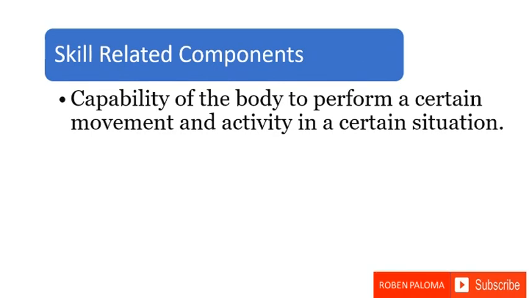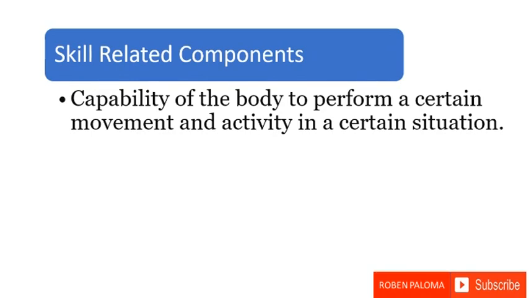Once we talk about skill-related components, it discusses the holistic ability of our body. Meanwhile, a health-related component discusses a certain part. An example is cardiovascular, which focuses on the heart and vessels. Flexibility focuses on the bones or the skeletal system. Skill-related components, on the other hand, are the holistic or whole performance of the body to do a certain activity or task. So that is the difference between the two.